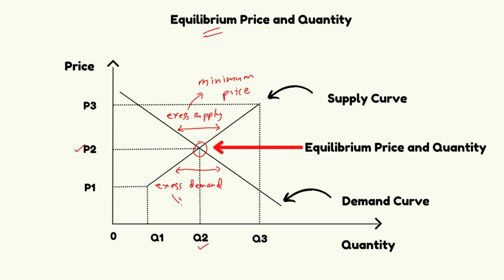Excess demand will happen due to a maximum price. This is where the government will impose a maximum price for a good or service. The supply of a good or service will be lower than the demand. Both the maximum and minimum pricing will affect the economy negatively.